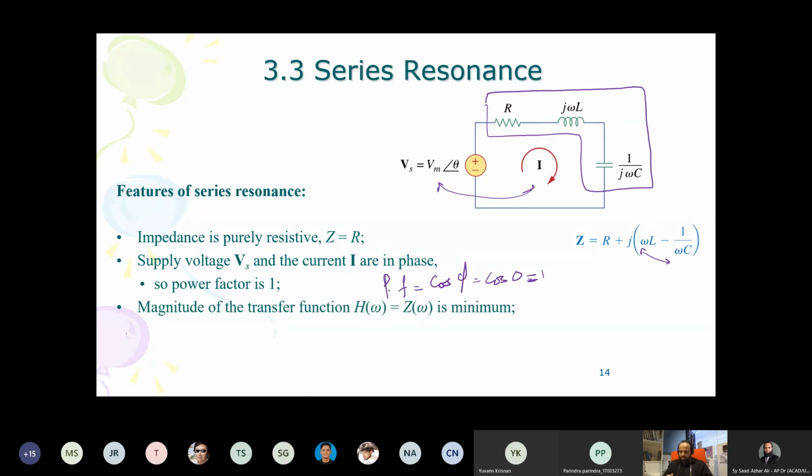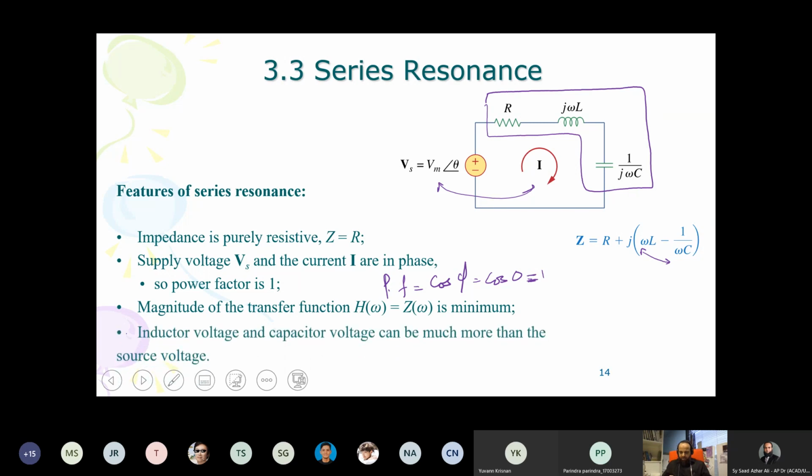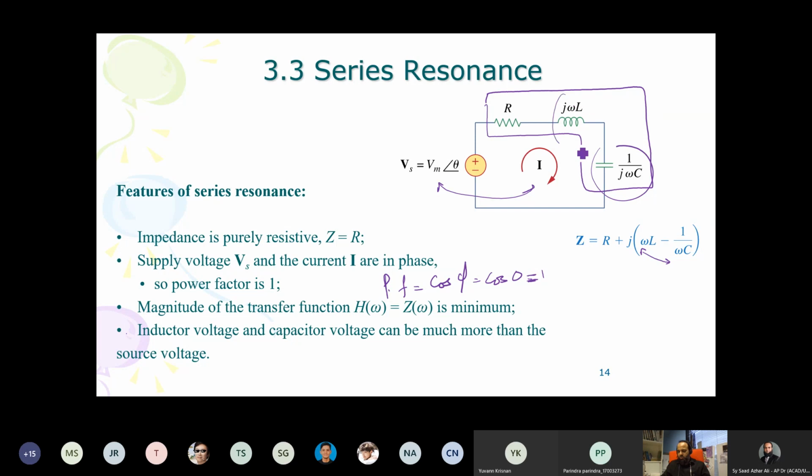The magnitude of the transfer function H(ω) is Z. So this is minimum. The magnitude is minimum. That's why we expect a maximum power transfer as well. Inductor voltage and capacitor voltage can be much more than the source voltage. It's not because these are either open circuit or short circuit or something, so we don't expect that it is following this voltage. It may be much higher.